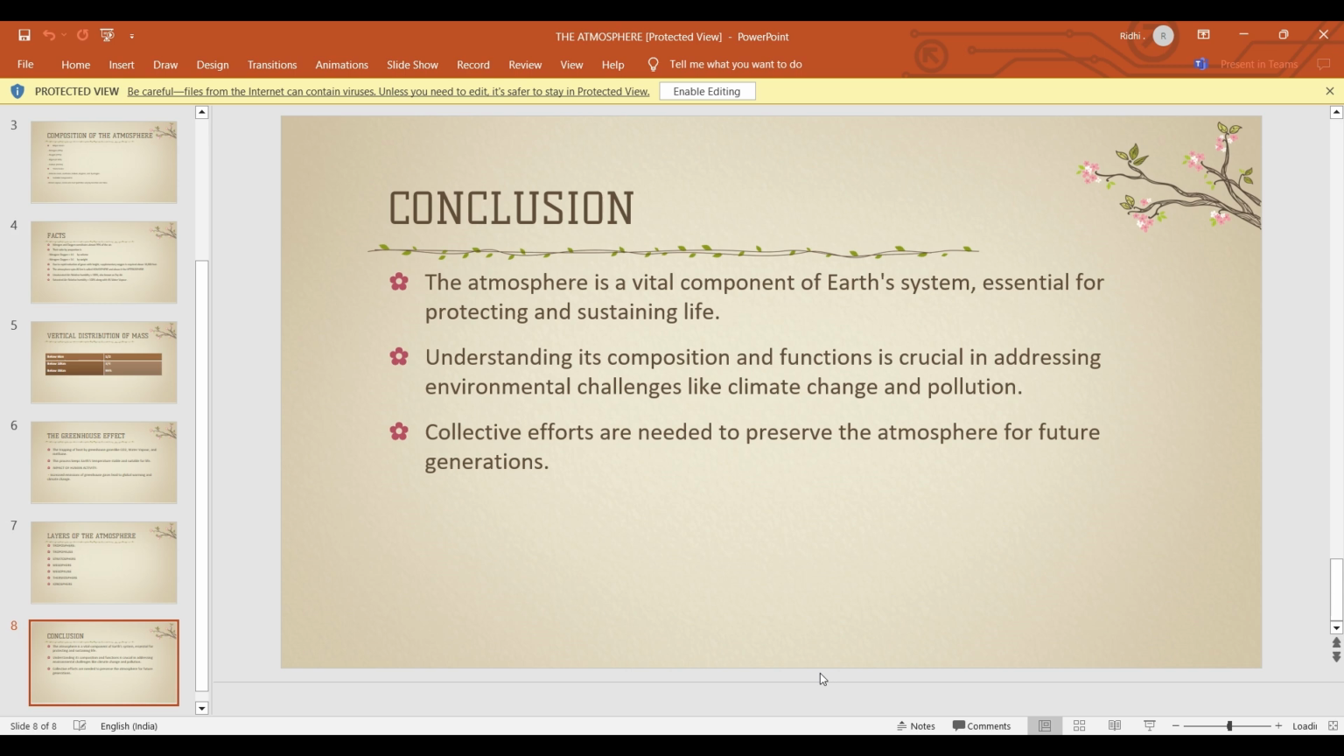Conclusion. The atmosphere is a very vital component of the Earth's system and is essential for protecting and sustaining life. Understanding its composition and functions is very crucial in addressing the environmental challenges like climate change and pollution. Collective efforts are needed to preserve the atmosphere for future generations.